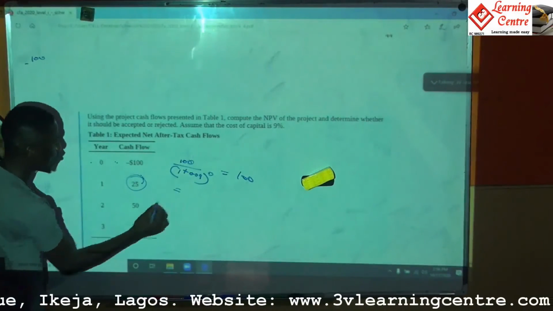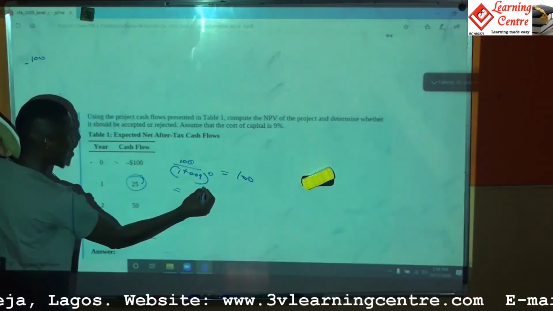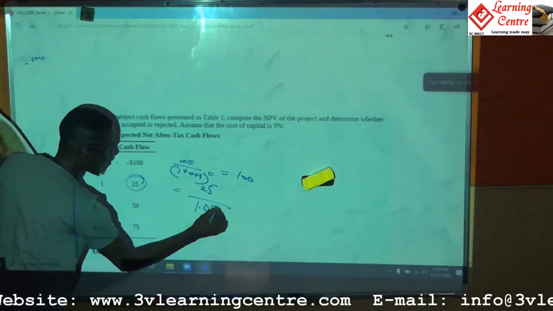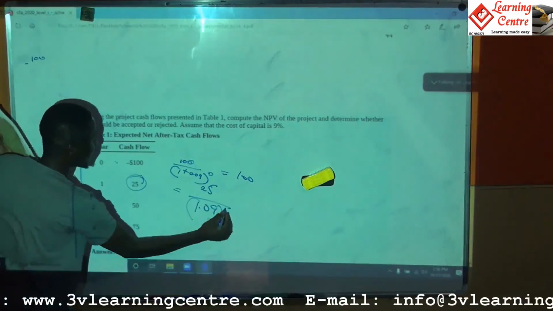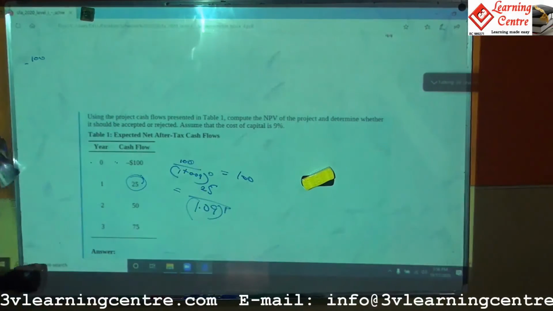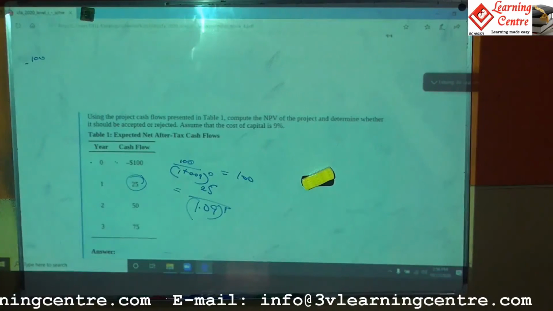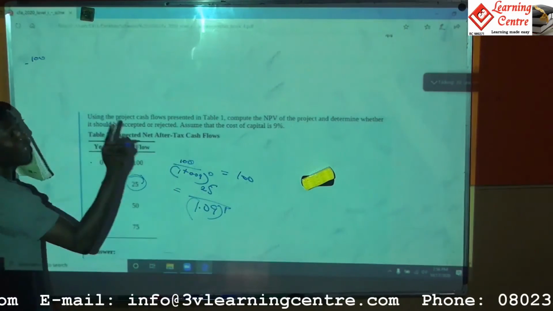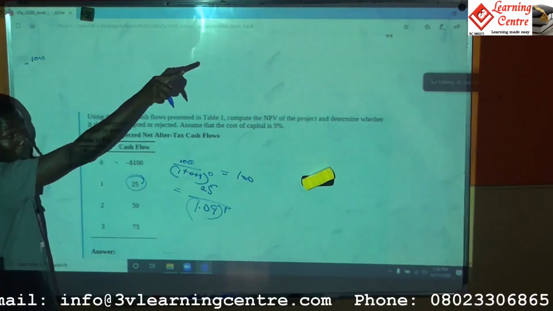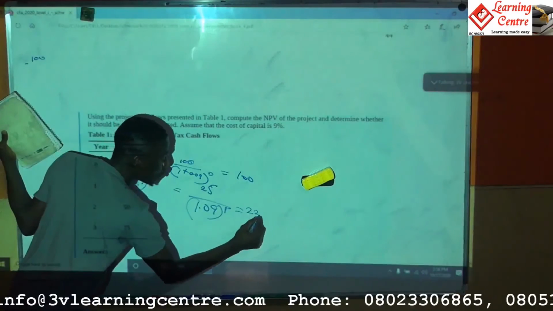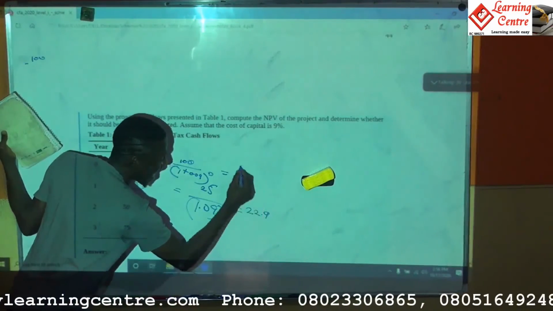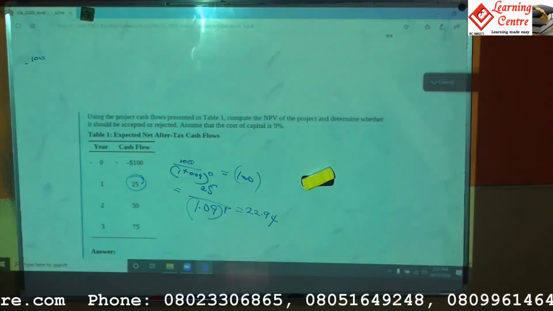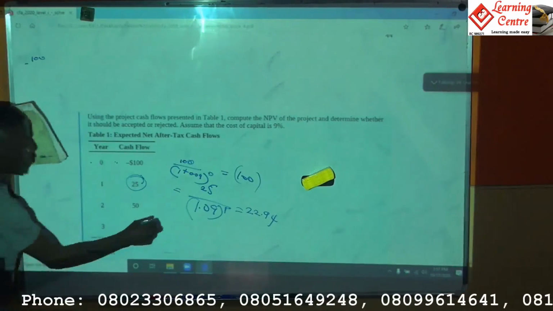So we now move to year 1. Who can help me? It's going to be 25 divided by 1.09 raised to power 1. Who can help me? So what we are saying is, when you receive this 25, then, are we good? It's going to be 22.94 today. Are we good?